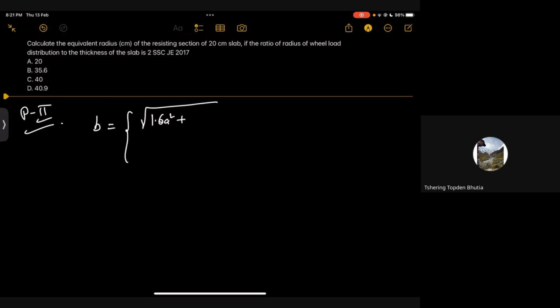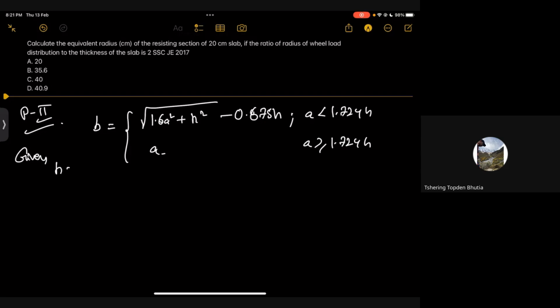Okay guys, can you solve this? Please participate in poll number 2. I'll just write the formula for you guys: equivalent radius of resisting section. What is given? The slab thickness is 20 centimeters. The ratio of wheel load radius to the thickness of the slab, A by H, is 2. So we have been given two things. Using those, please find the value.